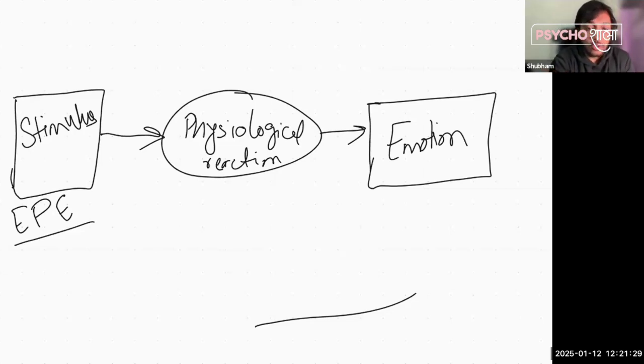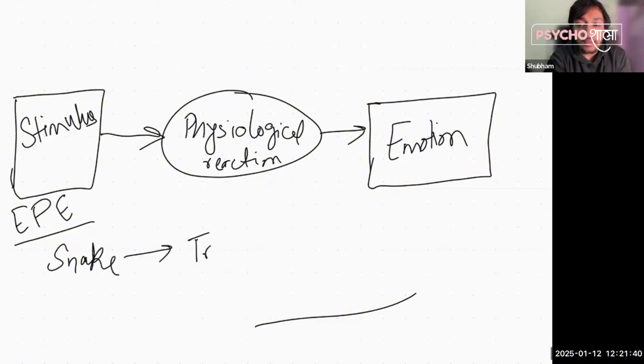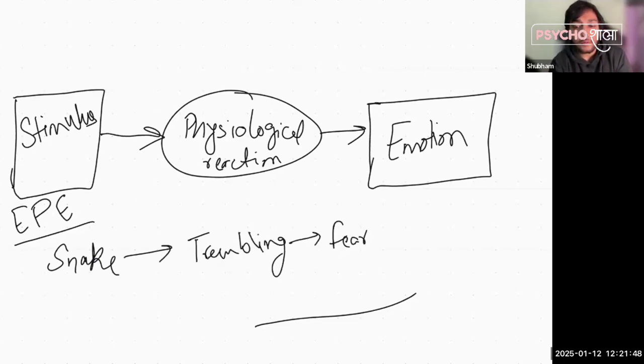Now you see a snake, you start trembling, and then you identify that as fear. Are you understanding what they are talking about? So according to them, there is a physiological change or a physiological reaction which is followed by an emotion. That is what the James-Lange theory is in easy terms.